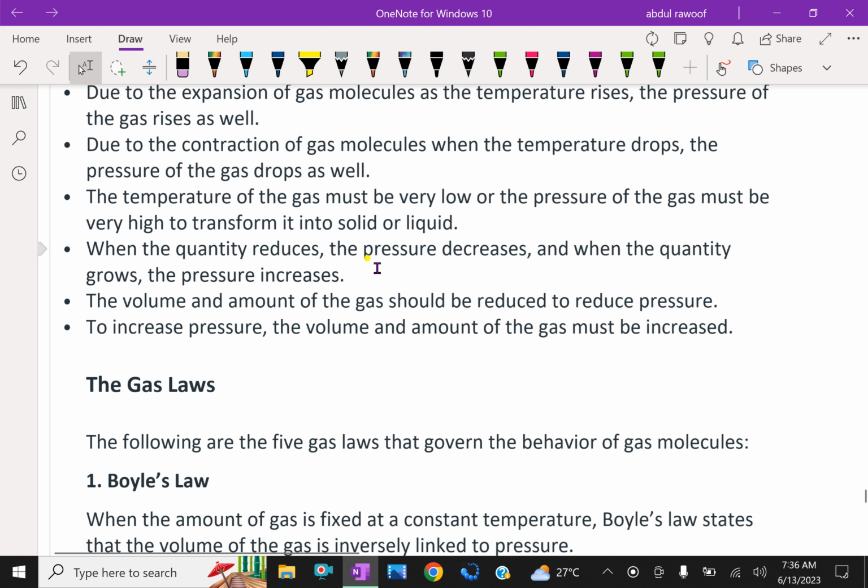When the quantity reduces, the pressure decreases, and when quantity grows, the pressure increases in the closed container. The volume and amount of the gas should be reduced to reduce pressure. To increase pressure, the volume and amount of the gas must be increased. Now let us discuss some important laws, gas laws.